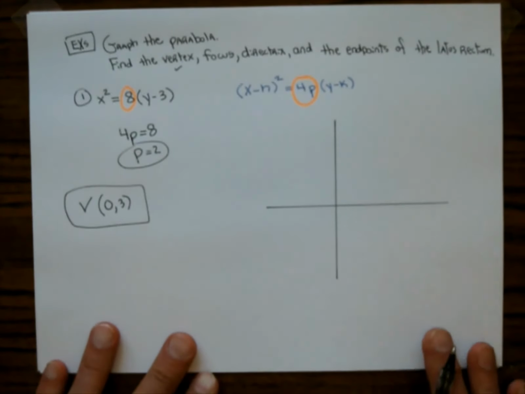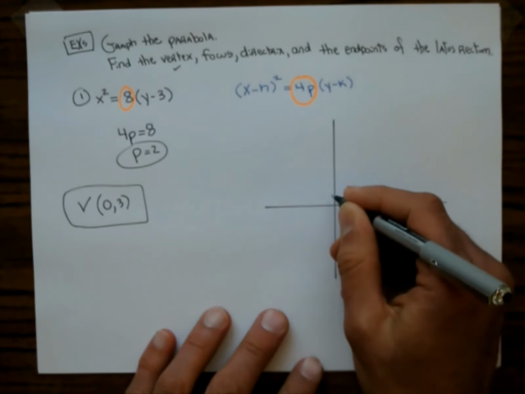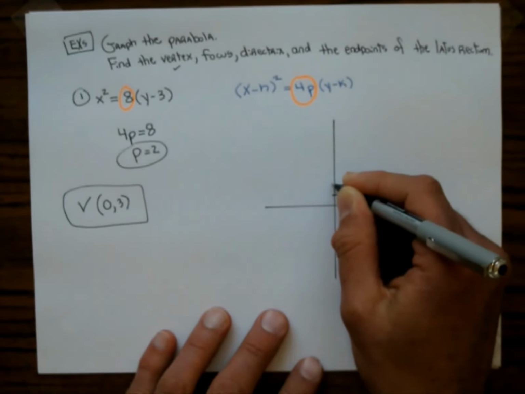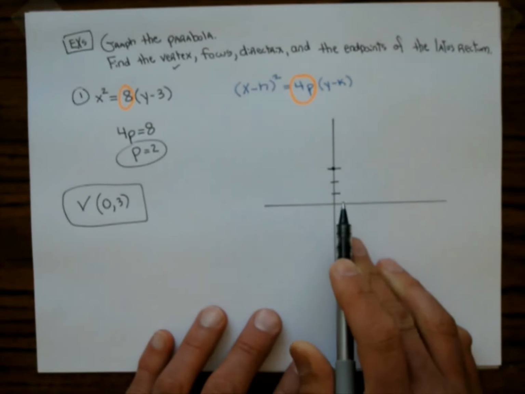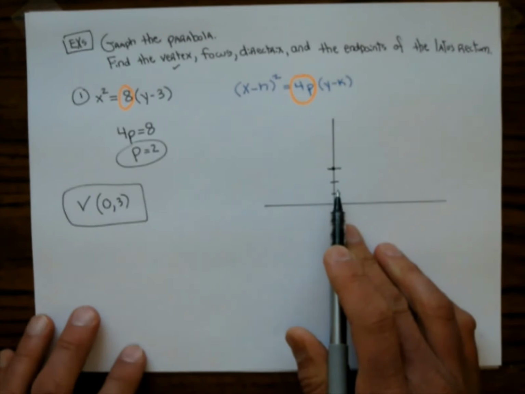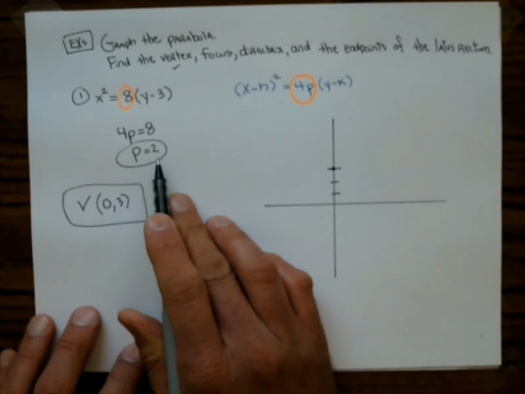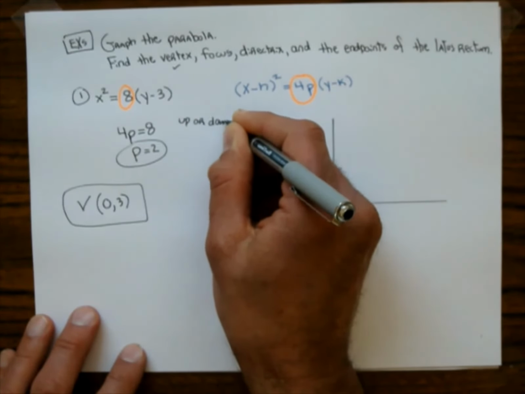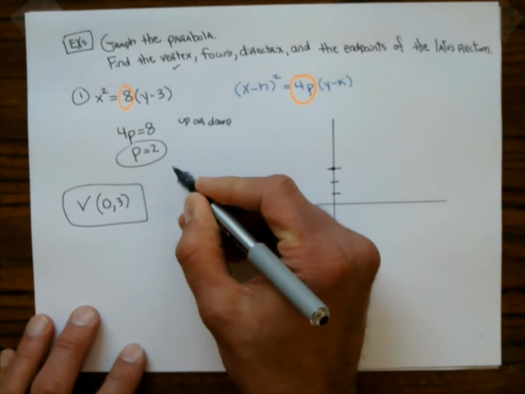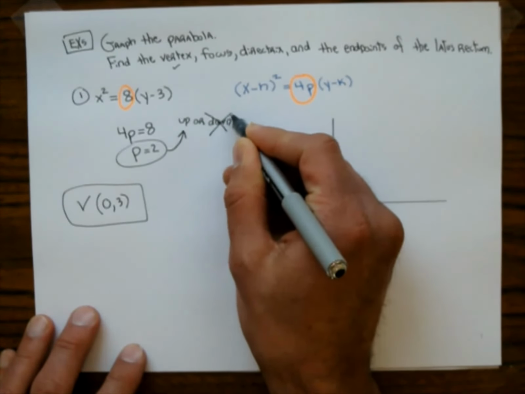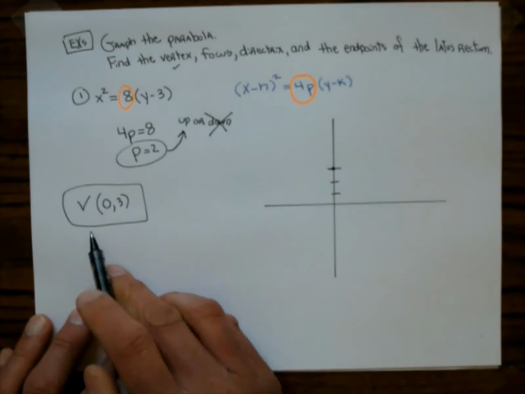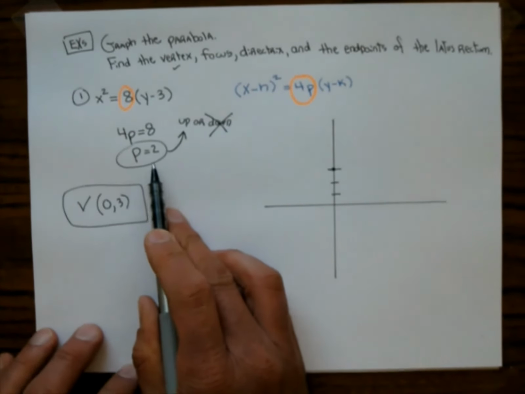So the vertex is 0, 3. So 0, 1, 2, 3. Now I'm not going to graph the parabola, but I'm just going to put the vertex there. And p is 2. So remember how we said that this parabola opens up or down? Because p is positive, we know that the parabola is going to open up and not down. That 2 is going to give us a good start on this.